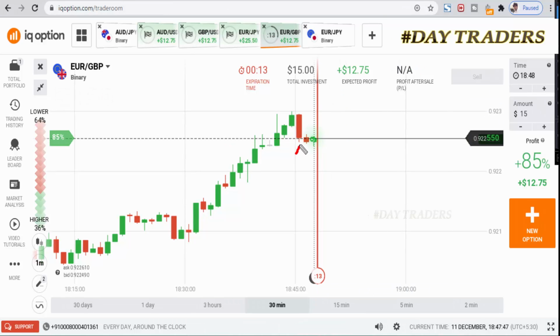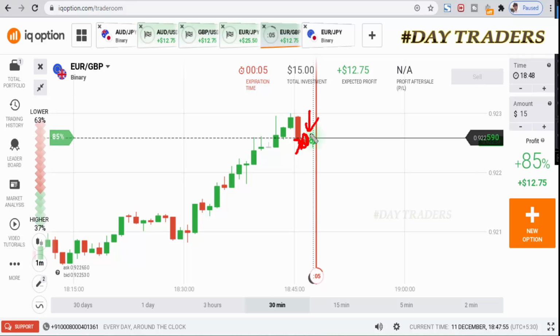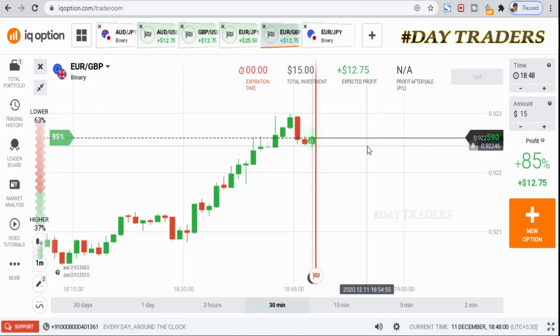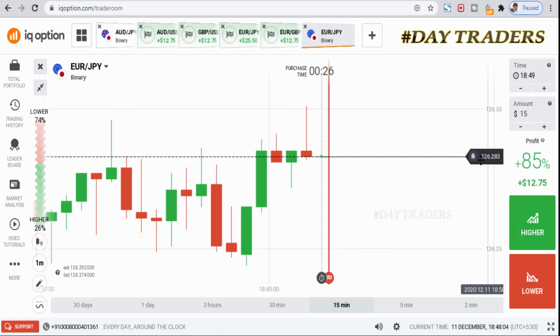This is a buyer rejection. This is a small candle. Okay, this small candle sometimes acts as a continuation sign or reversal sign, so that's the reason. Okay, this is also a winning trade. Have checked the next pair.